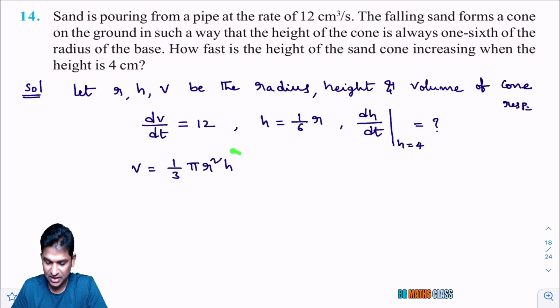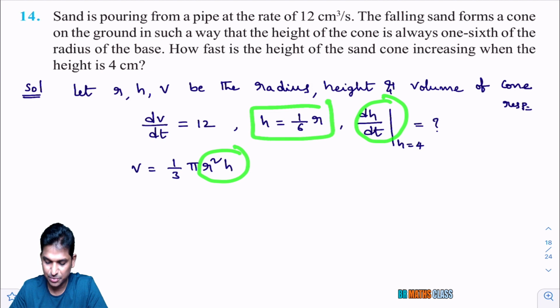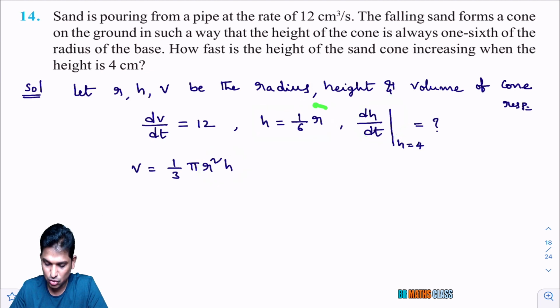You can see here two variables are there, r and h. Here, as I need to calculate dh by dt, I'll convert this complete equation in terms of h by using this information h equal to 1/6 into r. So, as h equal to 1/6 into r, from this, what is r? R is 6h.